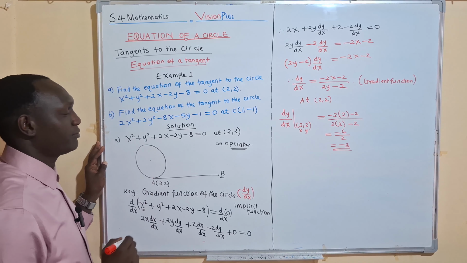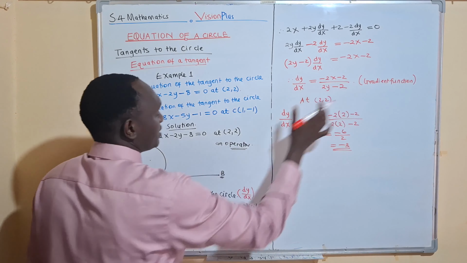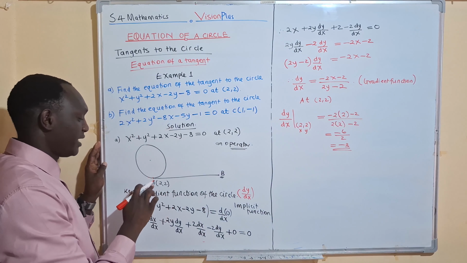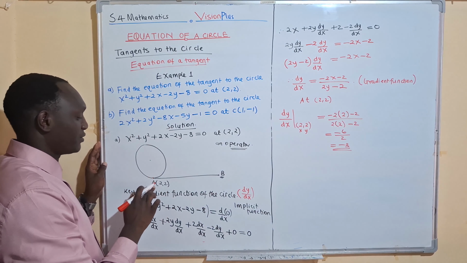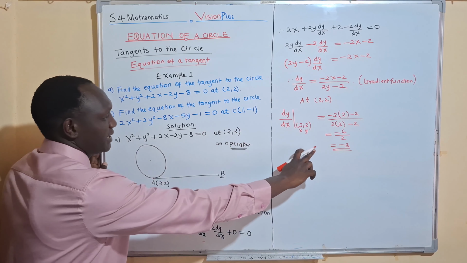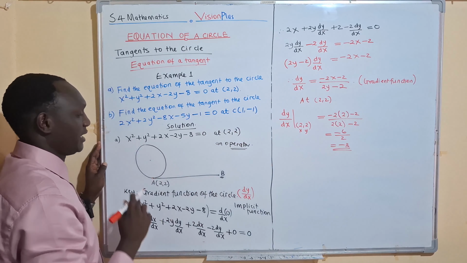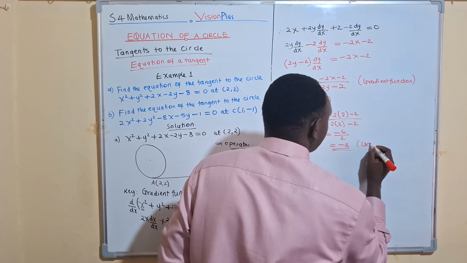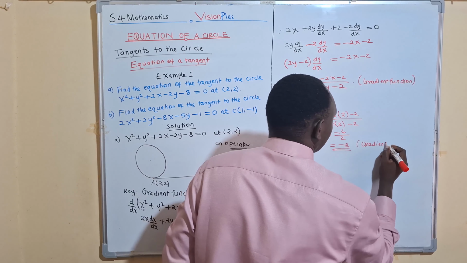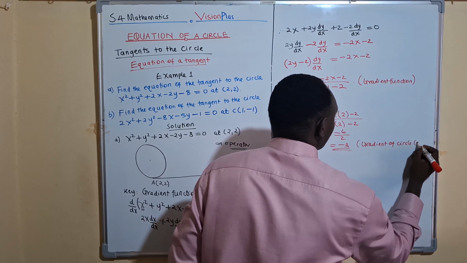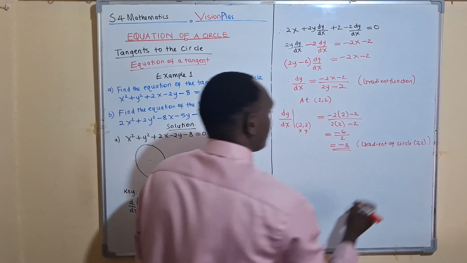Okay. Because we said the gradient function is just for any point on the circumference. So if we have point A, we substitute for the coordinates in the gradient function so that we get the gradient of the circle at that point A. So this negative 3 is the gradient of the circle at point (2, 2).